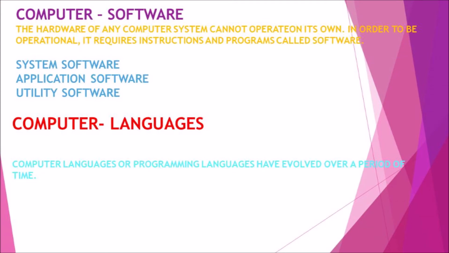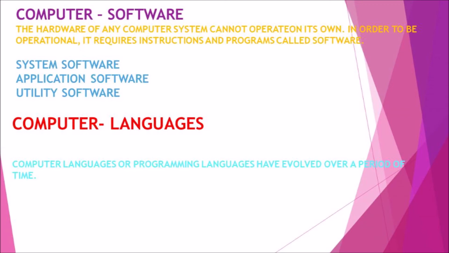Till now we have seen about the computer hardware. So now we are going to see about the computer software. The hardware of any computer system cannot operate on its own. It needs some source to work. In order to operate, it requires some instructions, or a program, or coding. That we call software.